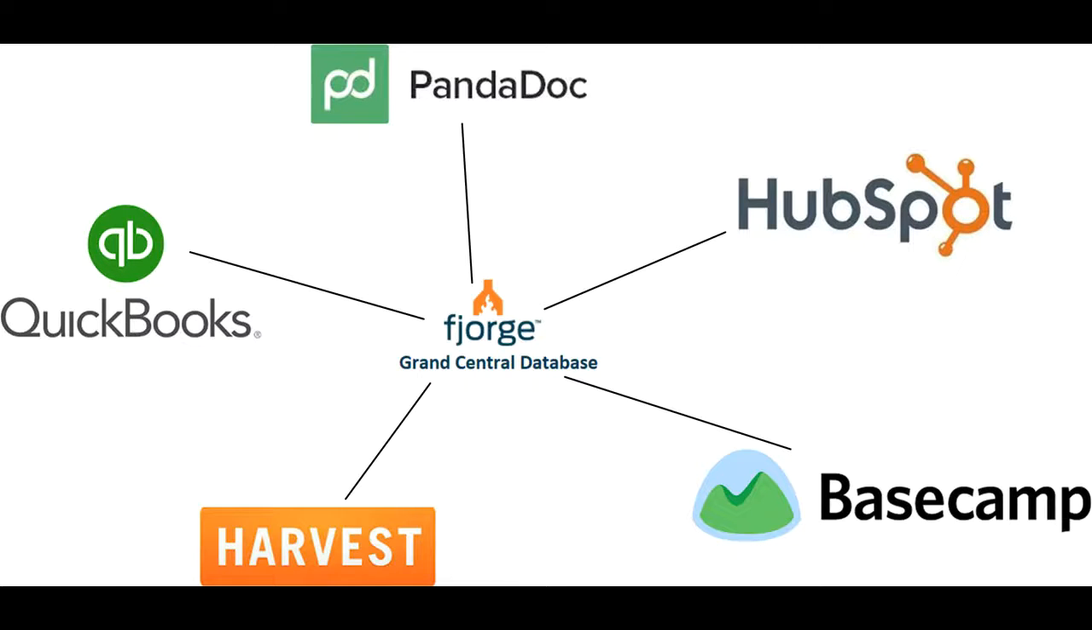The systems we worked with were PandaDoc, which is used to create and edit documents, QuickBooks, which is used to create and send invoices, Harvest, which is used to track the company's time, HubSpot, which was used to track the sales, and Basecamp, which was used as a project management tool. By synchronizing the data in these different systems, we aimed to reduce the billing process, which was 100% manual at Fjorge.